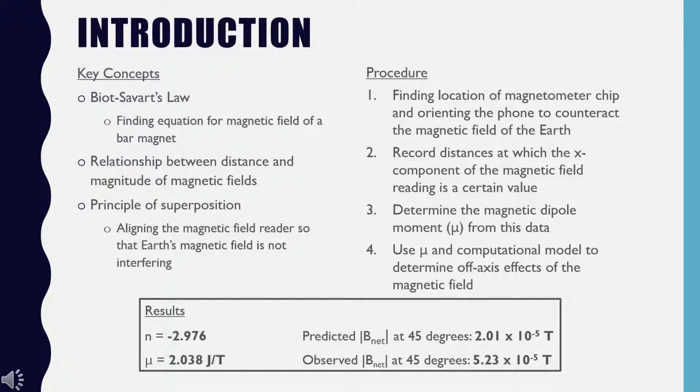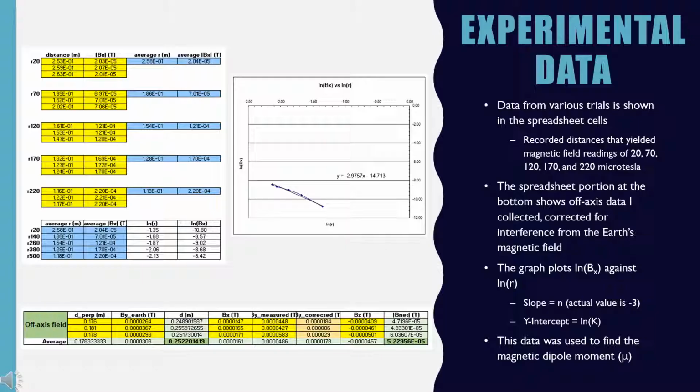My results for the n value, mu, and the predicted and observed B net values at 45 degrees are listed below. The spreadsheet section on the left is where I recorded my data from the various trials of the experiment. There were 3 trials each to record the distances at which the x component of the magnetic field yielded readings of 20, 70, 120, 170, and 220 microtesla. Then the spreadsheet section at the bottom shows the off-axis data I collected, which has been corrected for possible interference by the Earth's magnetic field.